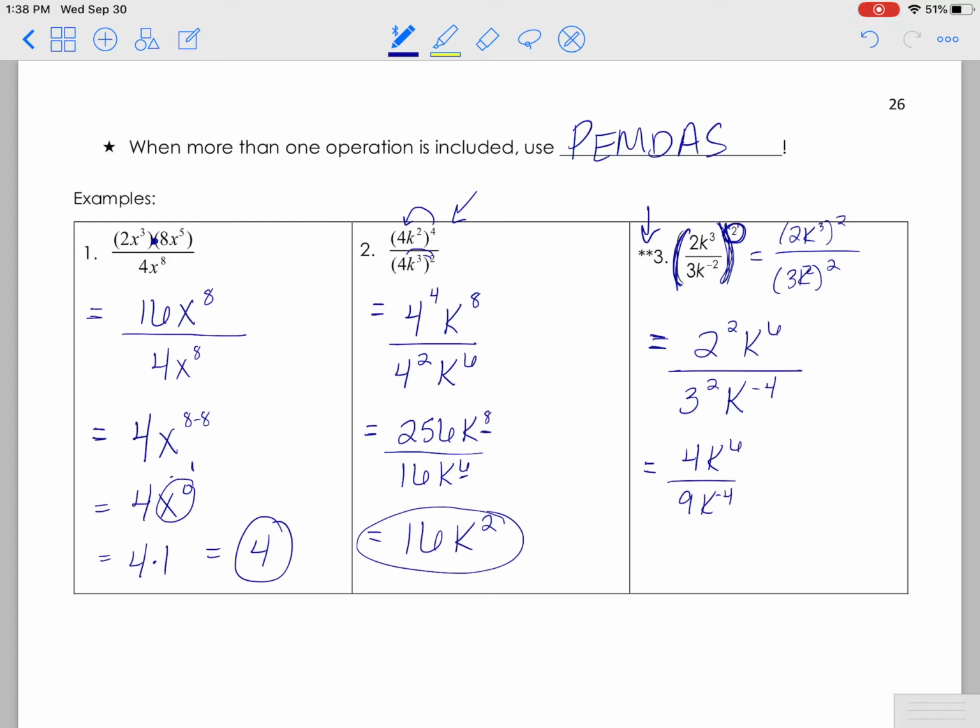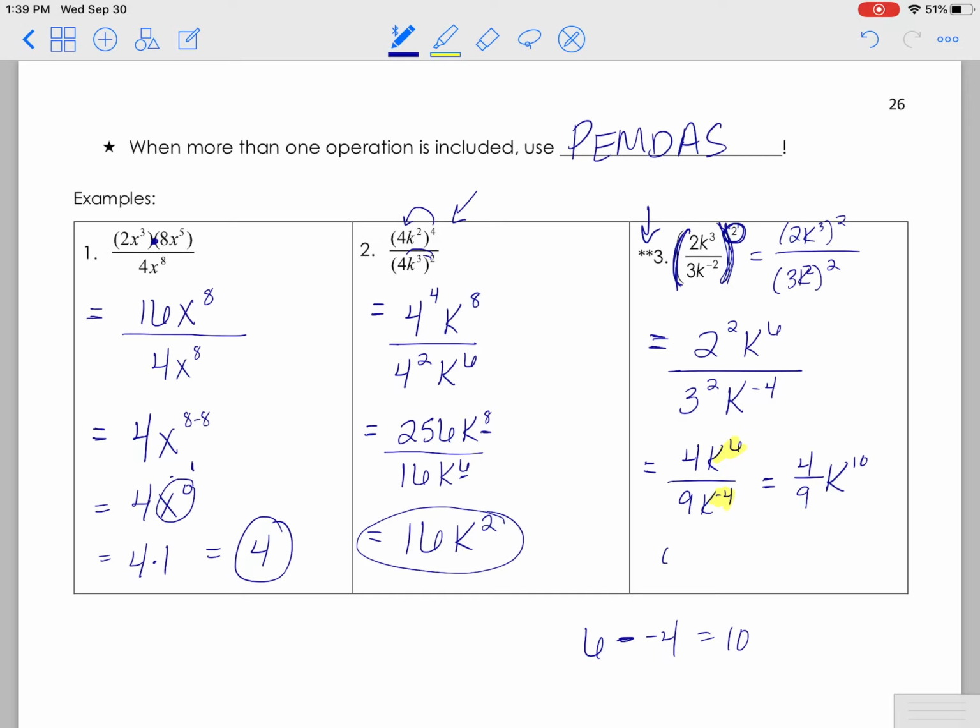Now, if you tried to divide 4 divided by 9, probably came out as a decimal. Leave it as a fraction. So 4/9. Apply this here. Now careful, it's not 6 minus 4. It's 6 minus a negative 4, because you subtract your exponents, which is really a positive 10. So this whole thing becomes k to the 10.